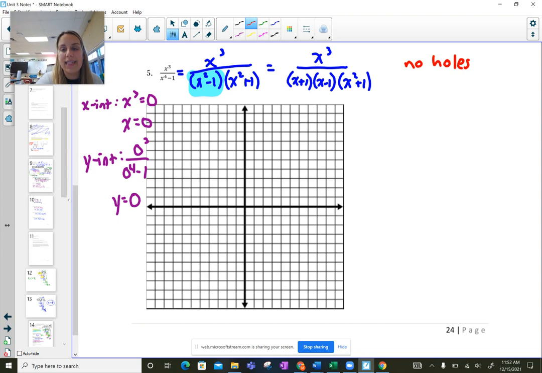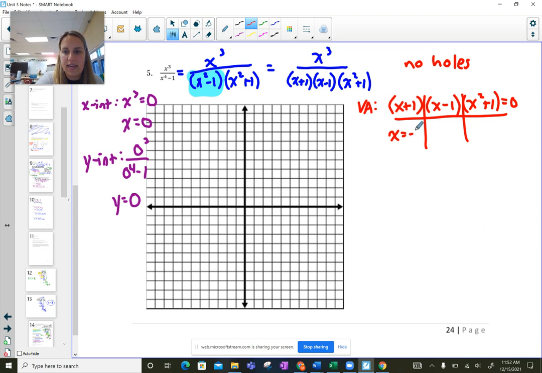So that means whatever is left on the bottom is going to be vertical asymptotes. So we have x plus 1, x minus 1, x squared plus 1. Set each of these equal to 0. So we get x equals -1, x equals +1, and then x squared equals -1, which is strange. We would get an i. That's imaginary, meaning that does not happen.